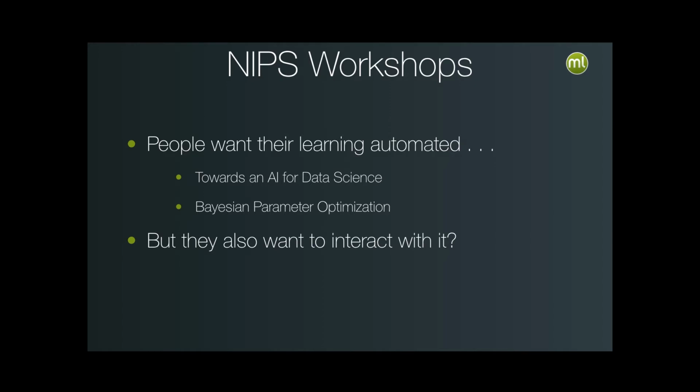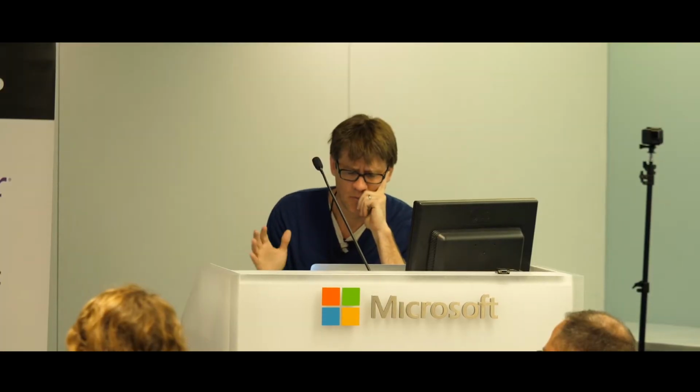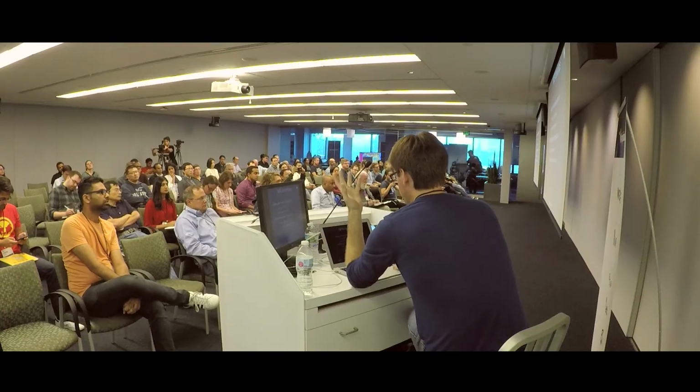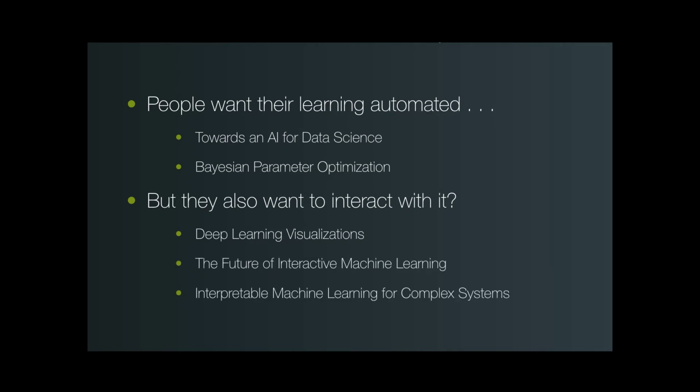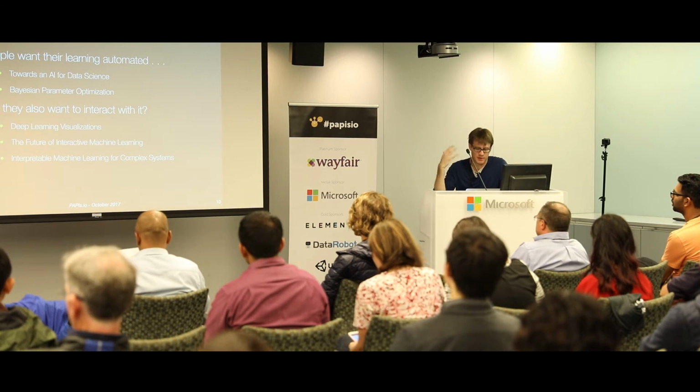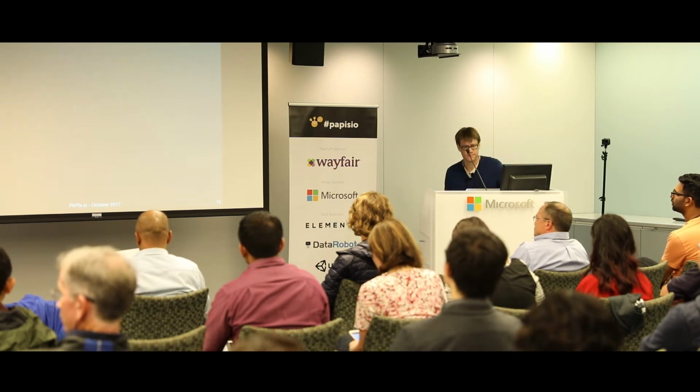So this is obviously a thing that people want. But it also seems like they want to interact with the process. So there was a bunch of work on deep learning visualizations, the future of interactive machine learning, interpreting machine learning. This is becoming a hotter and hotter topic. So it seems like these two goals are kind of at odds, right? People want automated learning. They want to do machine learning without any sort of technical work or drudgery, but they also want to do some work. They want to interact with it. They want to know what their model is doing. They want to be able to validate, and so on and so forth.